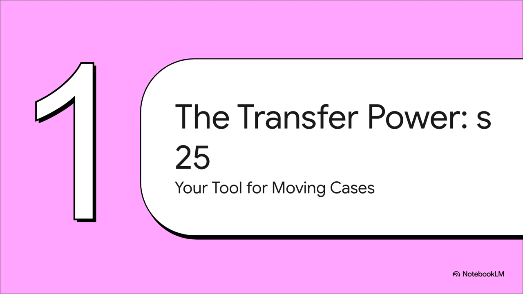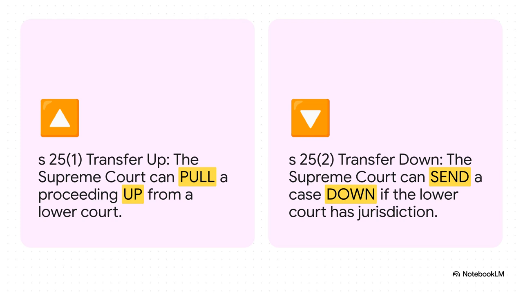Okay, let's get right into it and start with the engine room, Section 25 of the Civil Proceedings Act. This is the section that gives the Supreme Court the fundamental power to manage its own workload by shifting cases up or down the court ladder. Now, the key thing to get your head around is that this power works both ways. Under subsection 1, the Supreme Court can pull a case up. Maybe it involves a tricky new point of law, or it's just unusually complicated. And then, under subsection 2, it can push a case down, usually for efficiency.